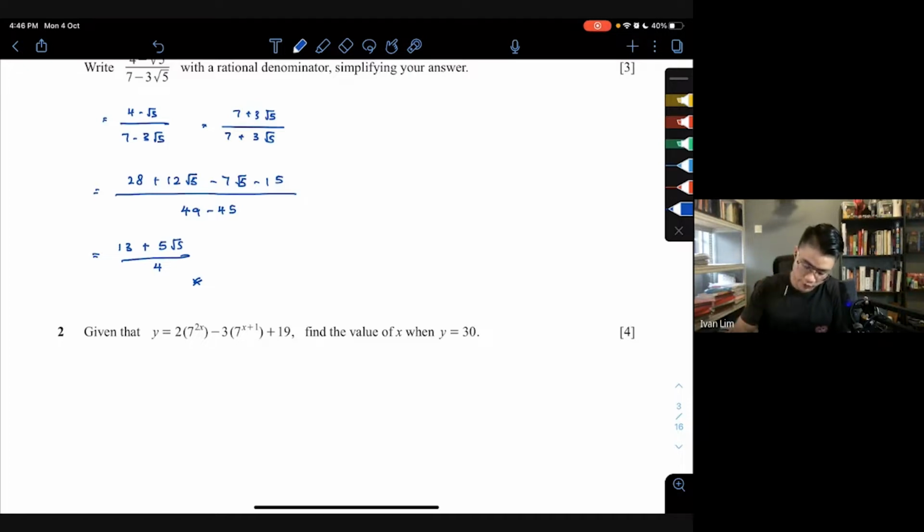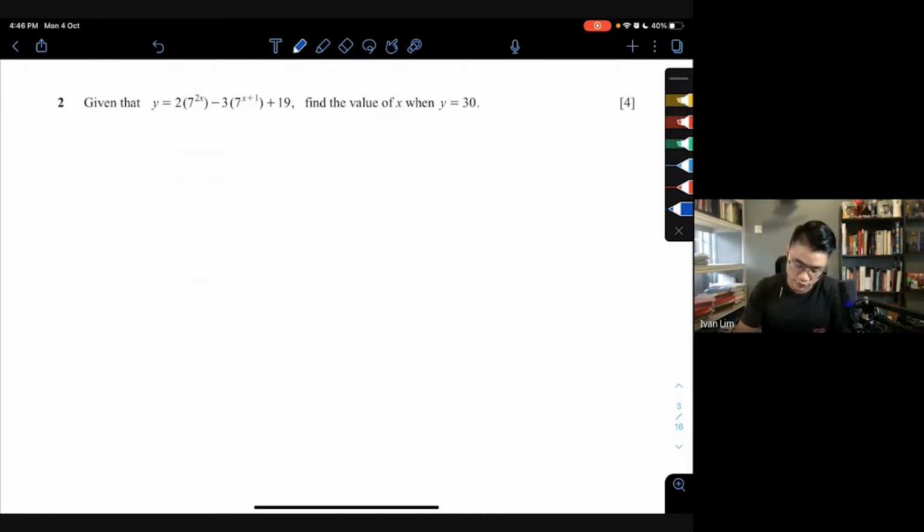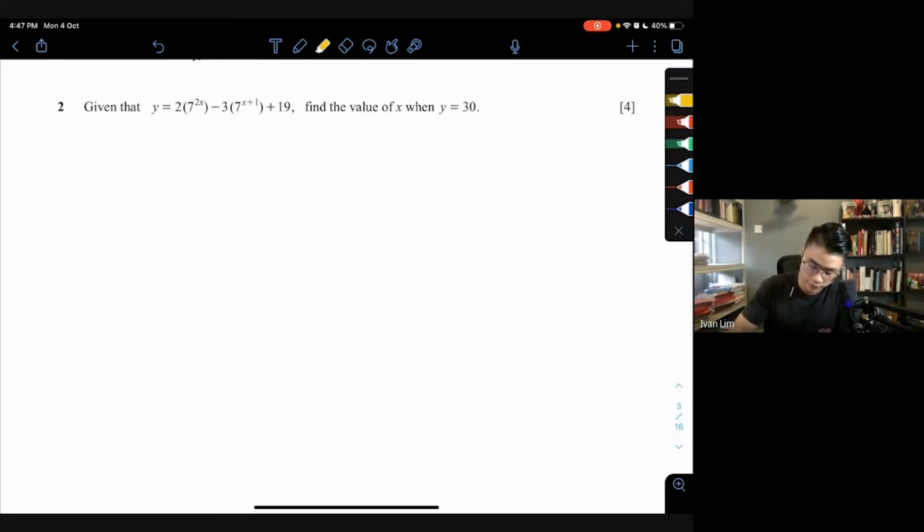Okay, let's look at the second one. Given that y equals 2 times 7 to the power of 2x minus 3 times 7 to the power of (x plus 1) plus 19, find the value of x when y equals 30. 4-mark question. So you all have to recognize the pattern, right?